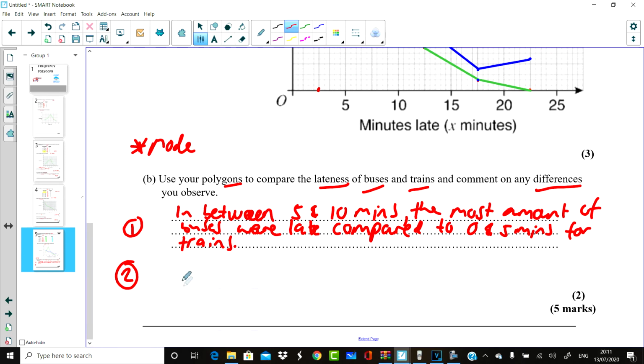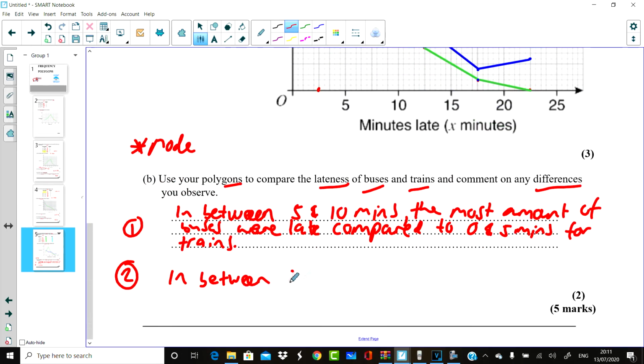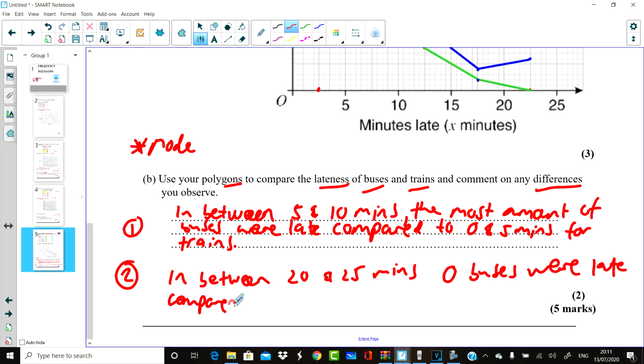So for our second one, we can say in between 20 and 25 minutes, 0 buses were late, whereas, or compared to, 3 trains. And that's our second one. So that's our second comparison, and that's what the question asked.